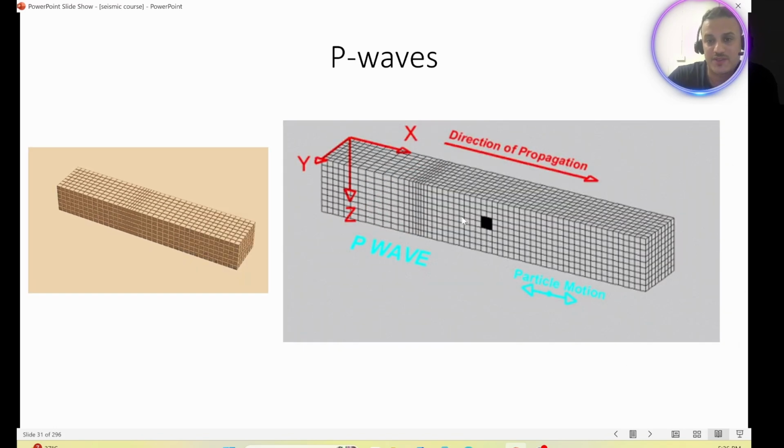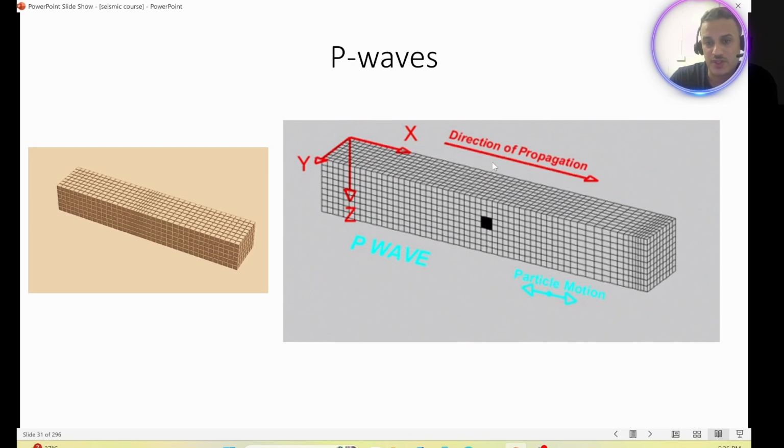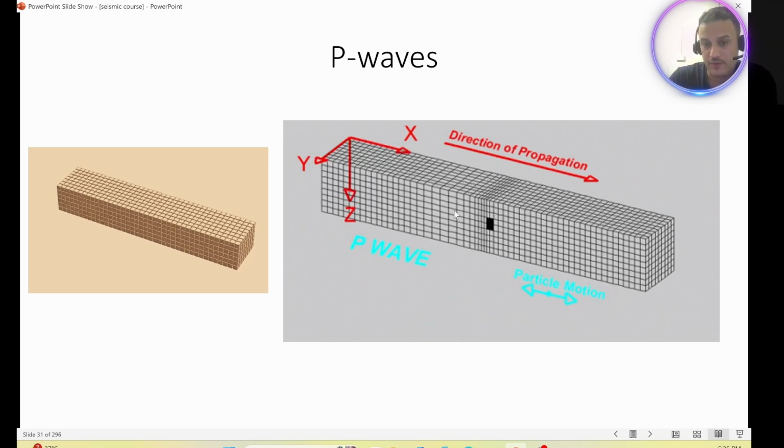So you can see the direction of rock particles is the same as the direction of wave propagation. This is the direction of propagation, and the rock particles, when compressed and then back to original, move in the same direction as the direction of propagation.